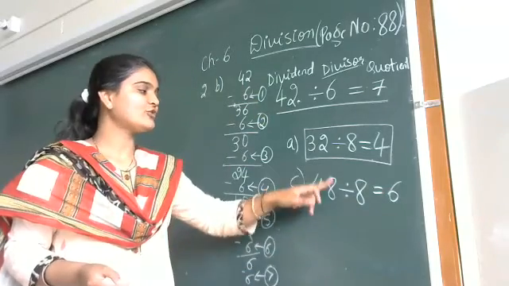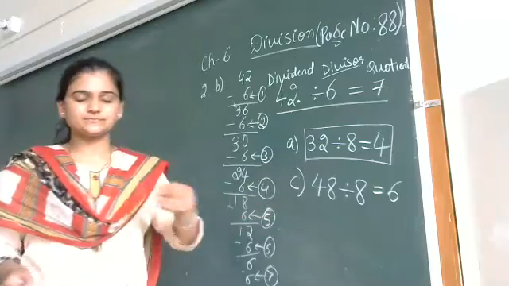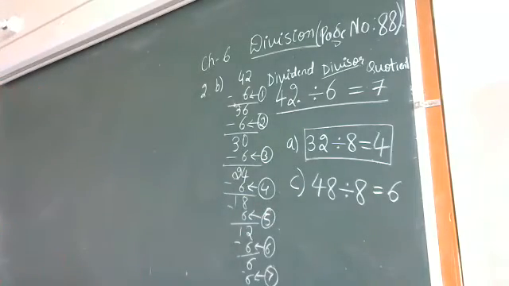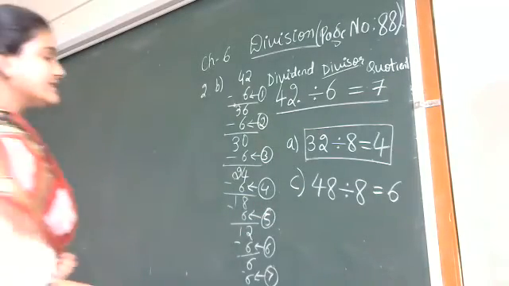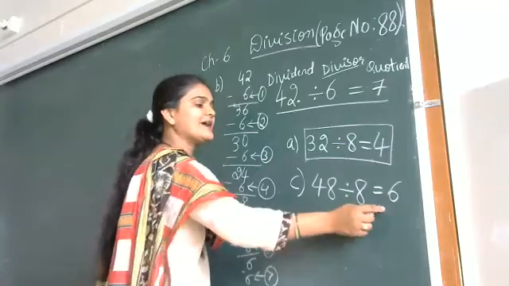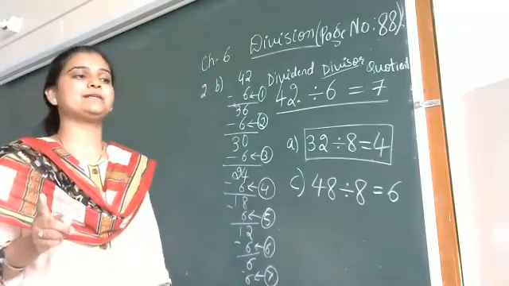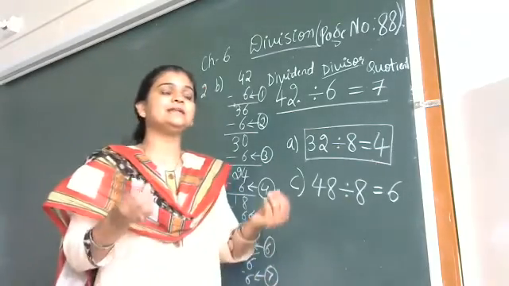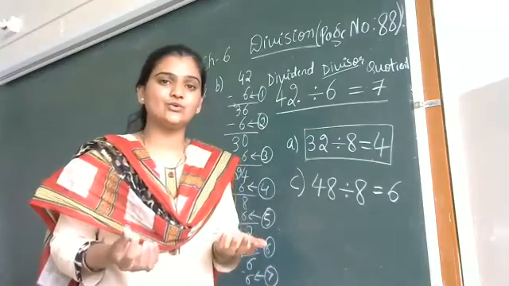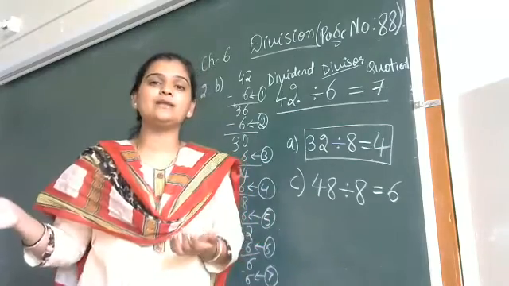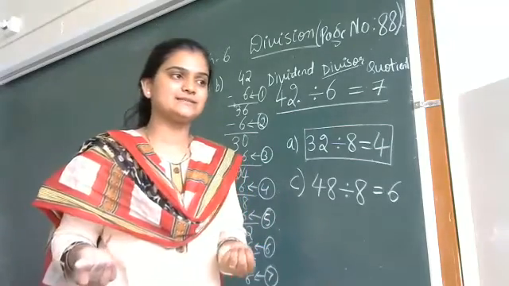So if you have 48 pencils and 8 friends are there with you, then for each one you will be giving how many pencils? 6 pencils. Then only the remainder will be 0. Then only you have distributed equally to all your friends.